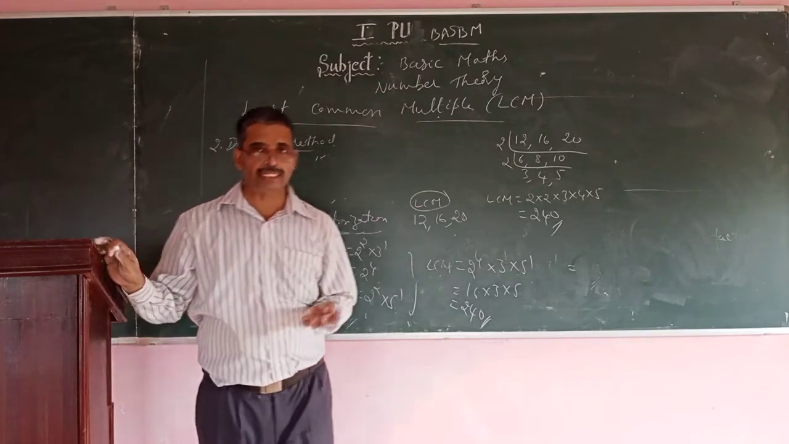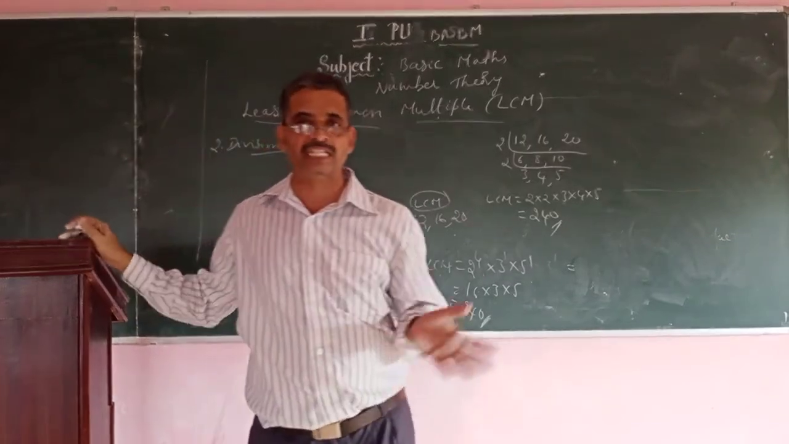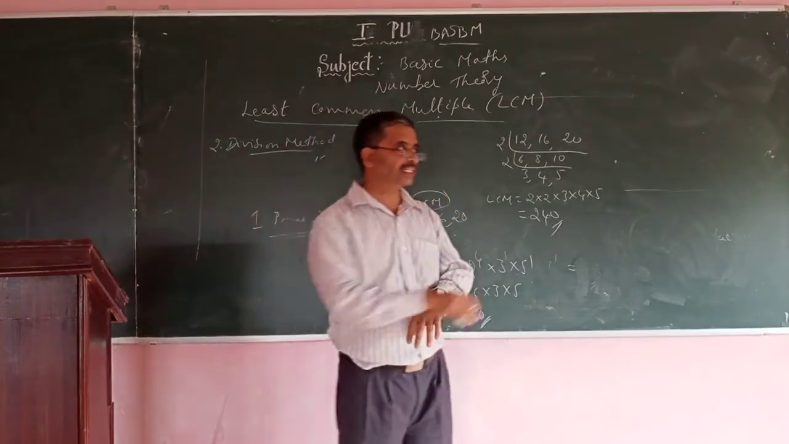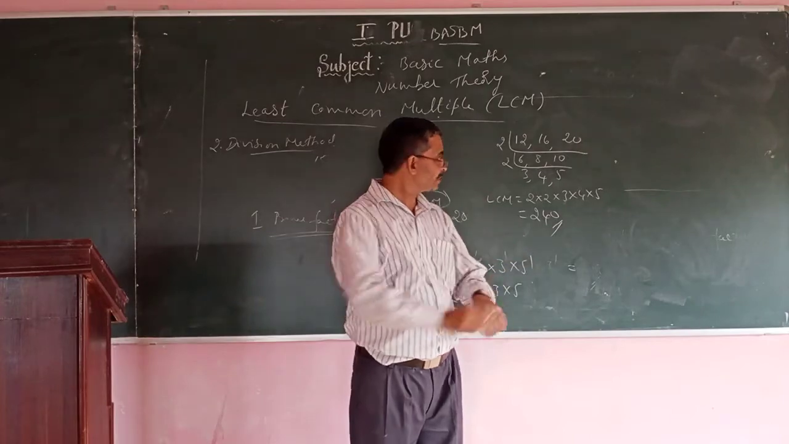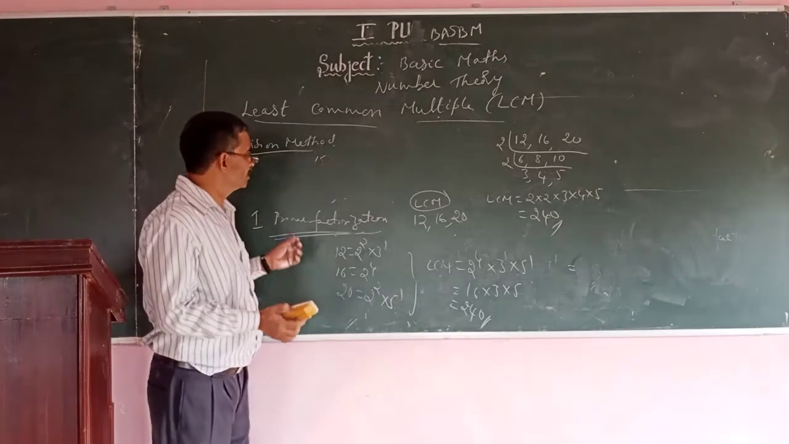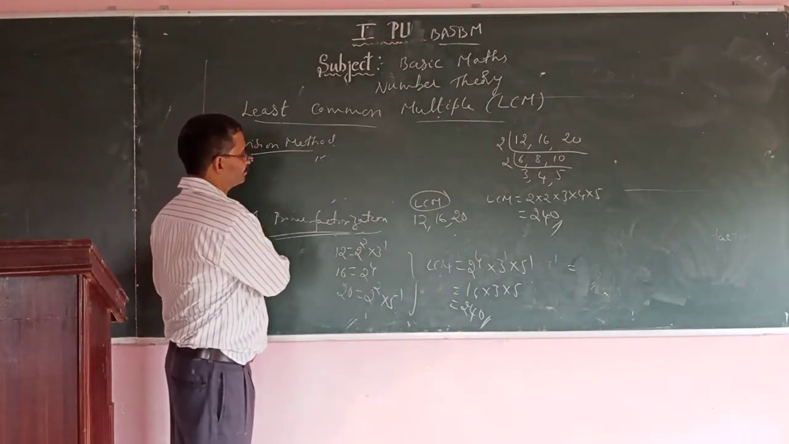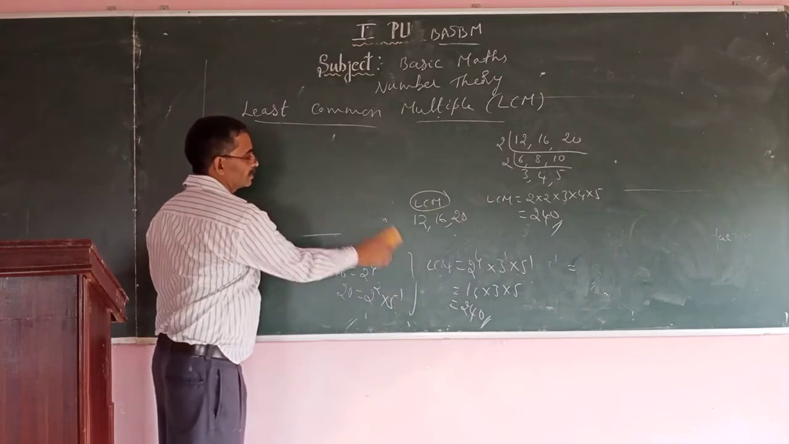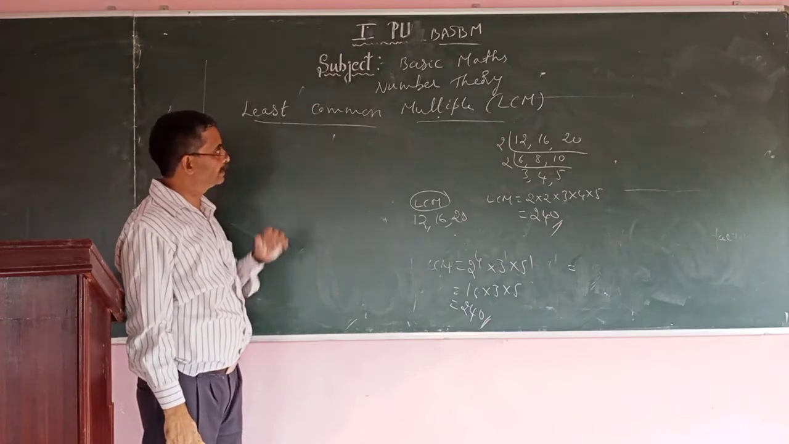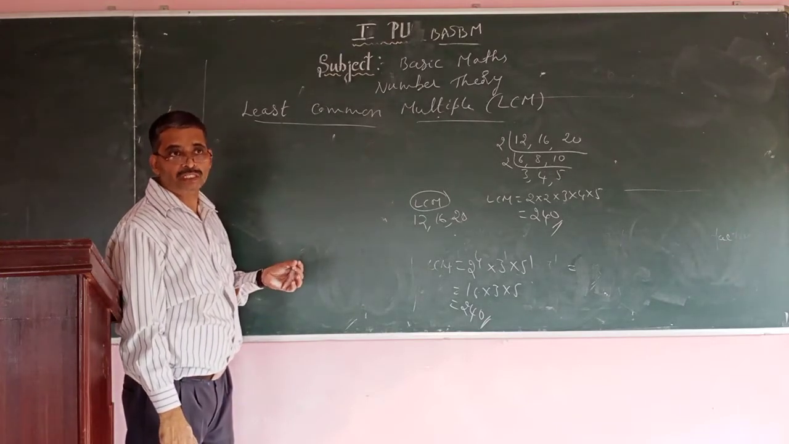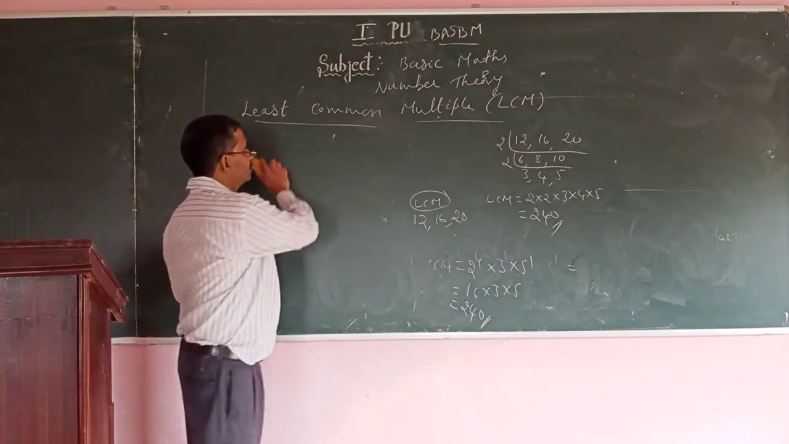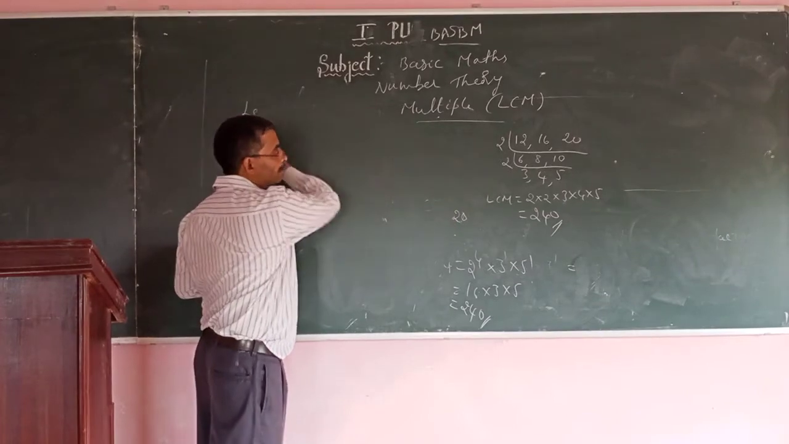So for finding LCM there are two methods. One is the prime factorization method, another one is the division method. The least common multiple is a multiple of both, but among those multiples it should be the smallest one, the least. That is what is called LCM.